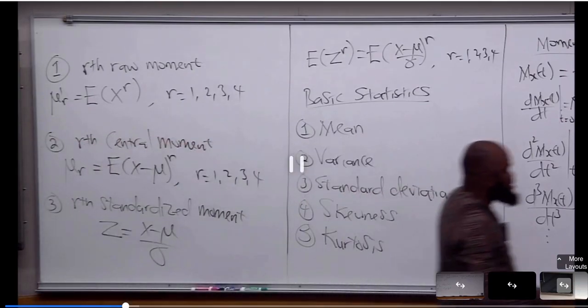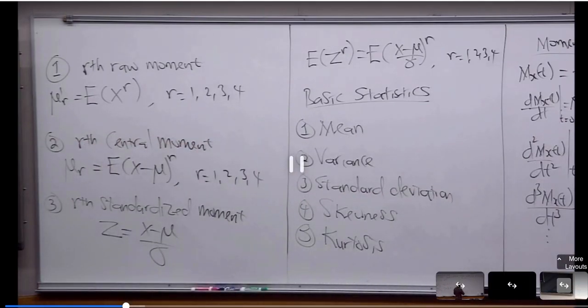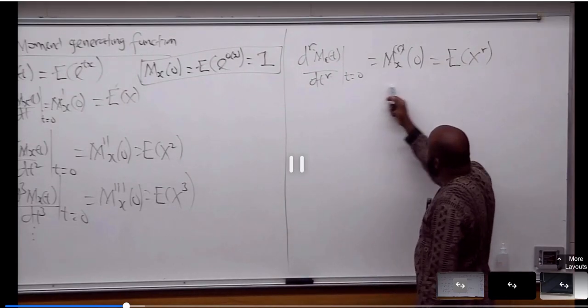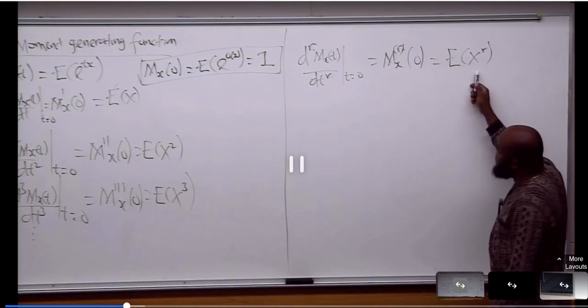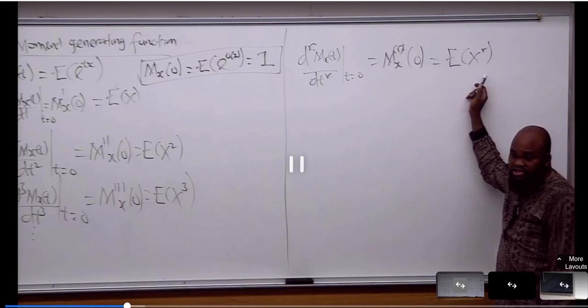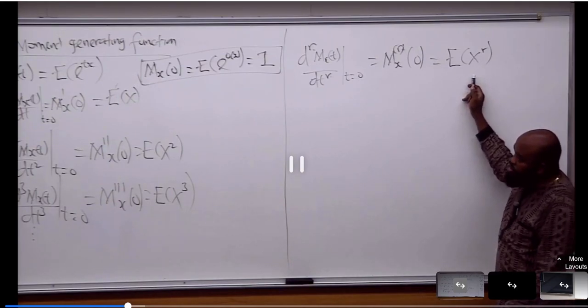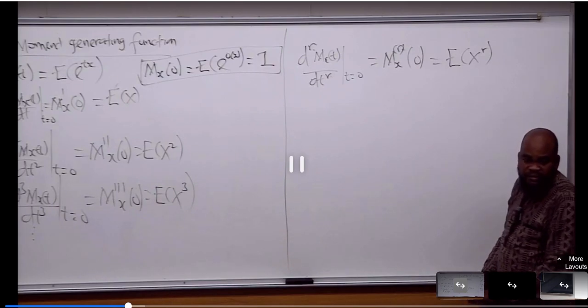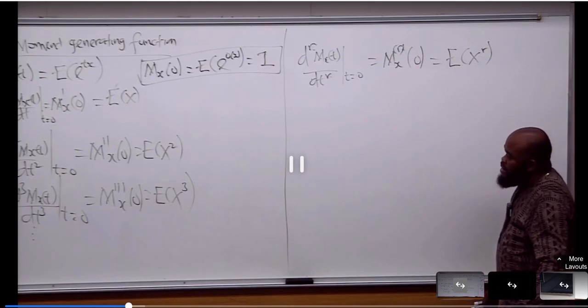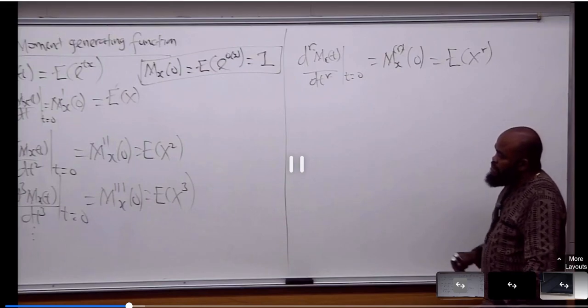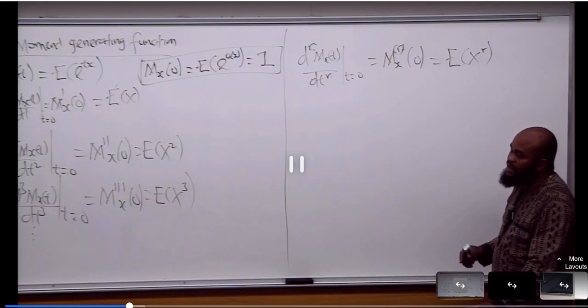I need you to pay attention now. When I'm doing the r-th derivative and I set it to 0, that is what I automatically translate into the r-th raw moment. Is there any question at this time? Any question? Okay, now before moving to probability generating function.